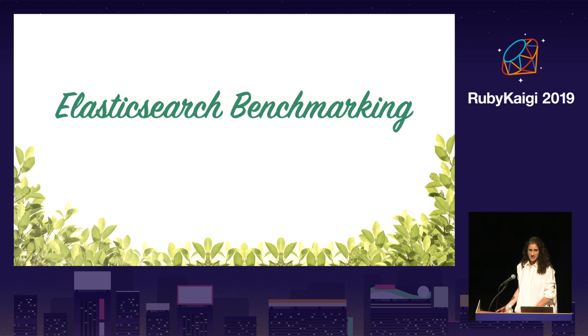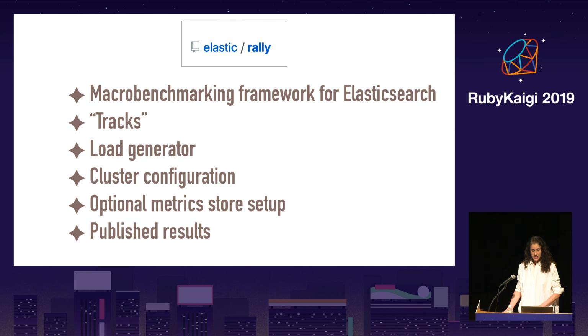So let's start with Elasticsearch benchmarking. The Elasticsearch server team actually has a team embedded inside of it that's devoted to performance. They spend 100% of their time working and monitoring the performance of Elasticsearch as changes are made to the code base. In particular, they have a framework called Rally. It's open source. You can find it in this repo. It is a macro benchmarking framework for Elasticsearch.